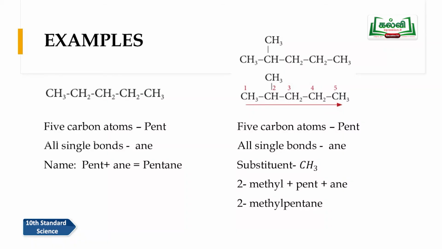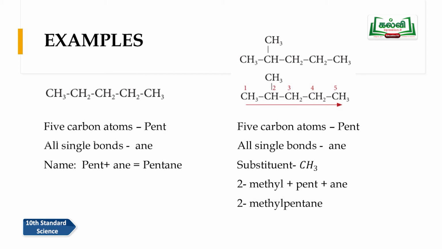But learning rules alone will not suffice. We have to know how to write the names of the organic compound. Let us see a few examples. You can see the first example which is given on your screen. You see that there are 5 carbon atoms: CH3, CH2, CH2, CH2, CH3.